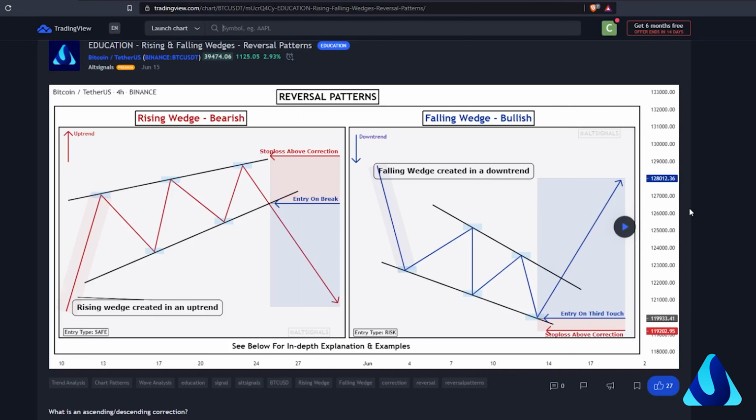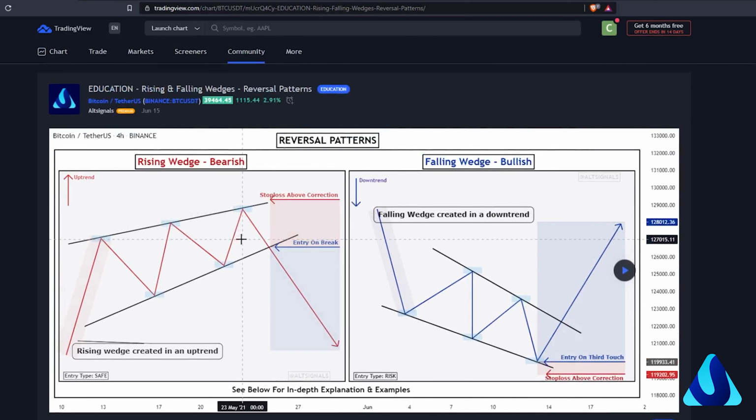Here are probably the most common reversal patterns that you will see, which is a rising and falling wedge. So your rising wedge will indicate a bearish reversal, and a falling wedge will indicate a bullish reversal. So with a bearish wedge, what we're looking for is higher highs and higher lows, but at the same time losing momentum to the upside.